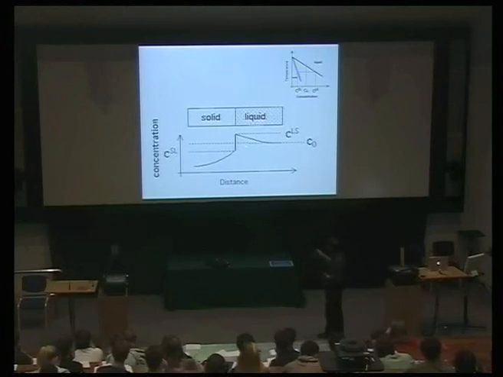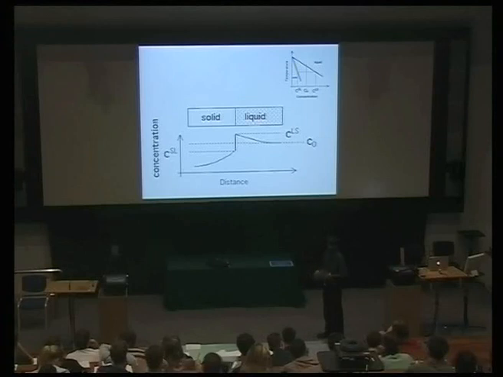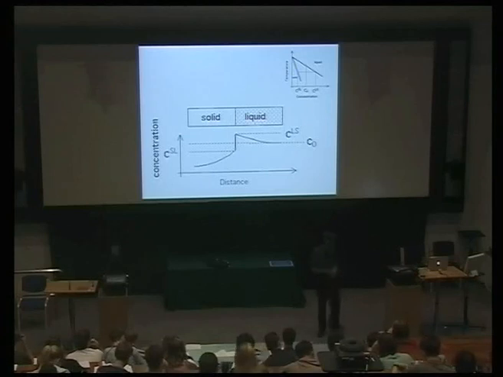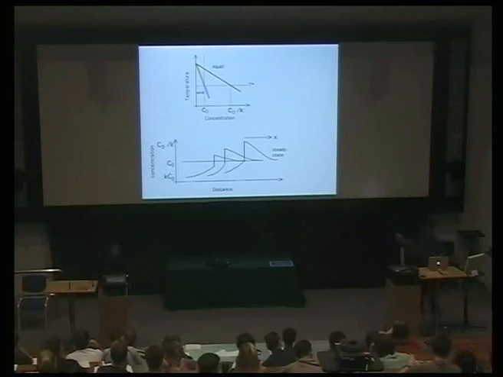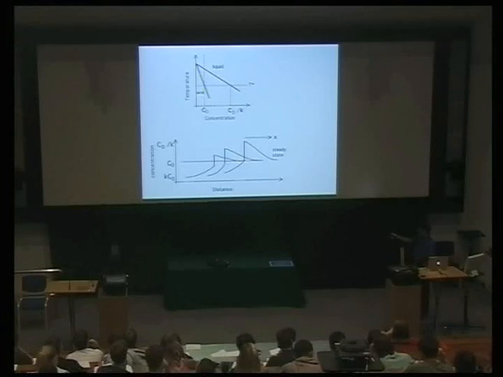The only reason why we have a buildup of solute in the liquid ahead of the interface is because these two are different. The solid has less solute than C naught. Once the solid composition becomes C naught, there's no longer any partitioning of solute needed. So you will, at some stage, get to a point where the equilibrium composition of the solid is the same as C naught.